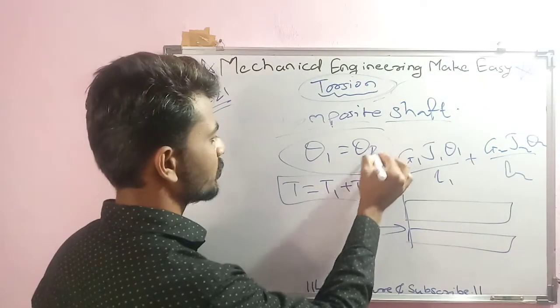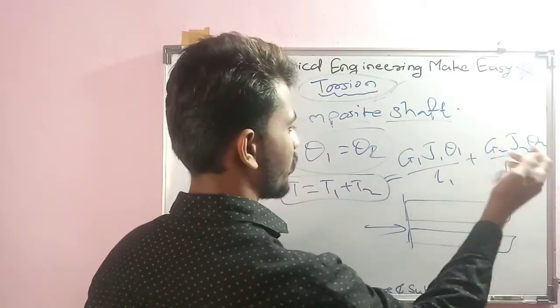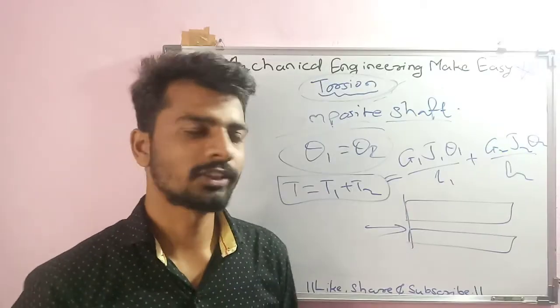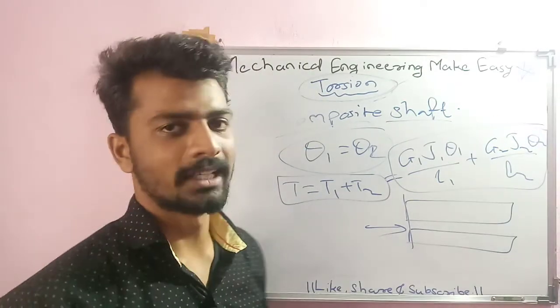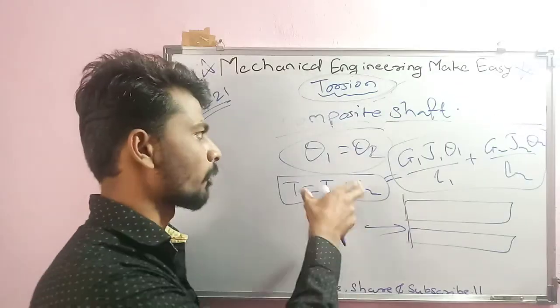Here, as theta 1 is equal to theta 2, you can take theta common, but that's not my job. You can do that. I am only going to clear your concepts. So this is the formula for parallel shafts.